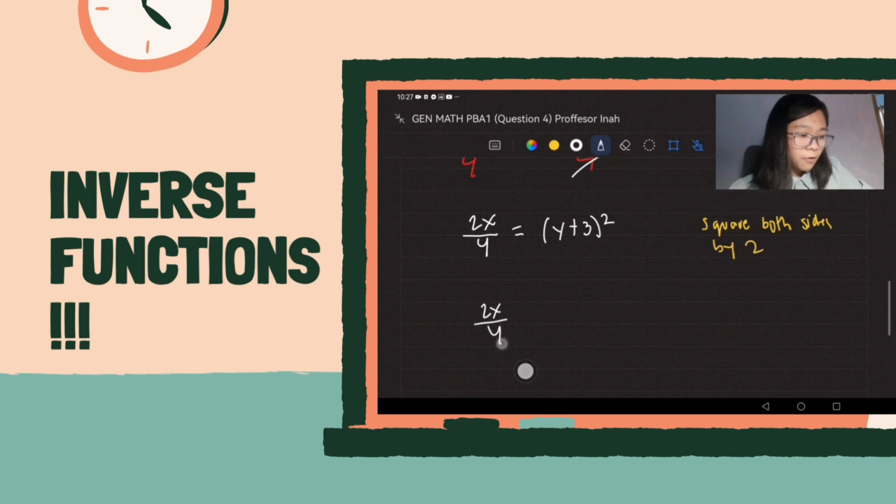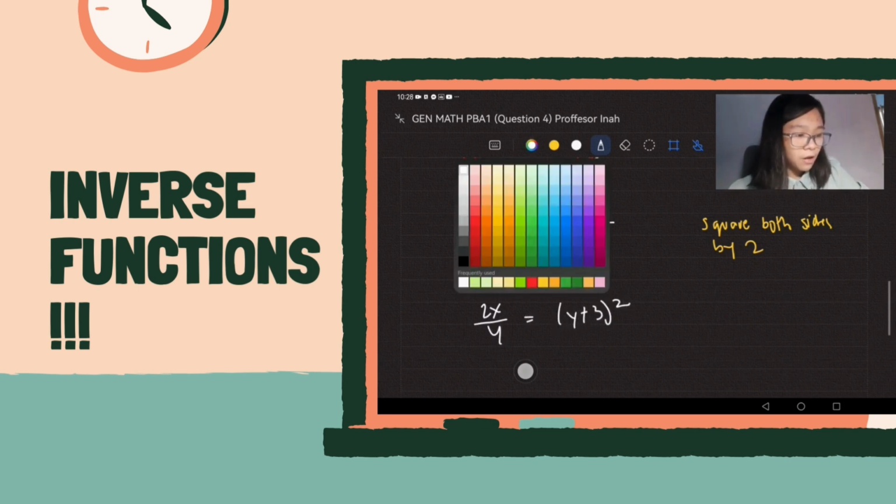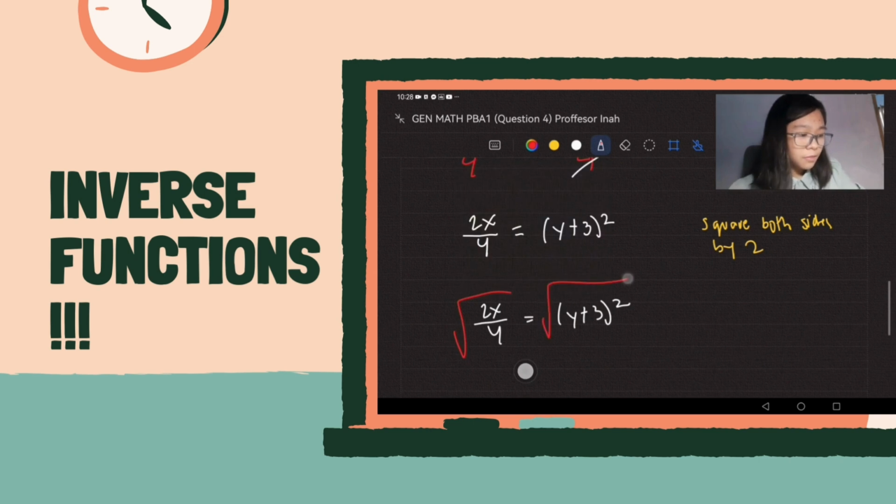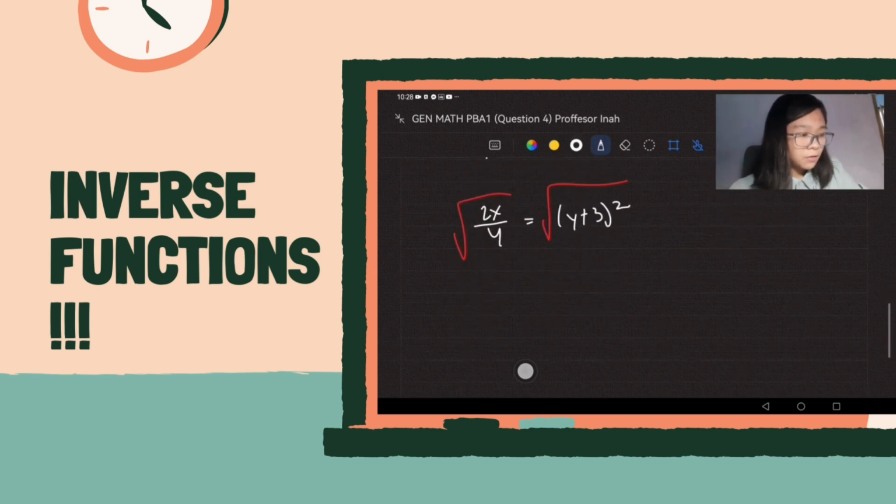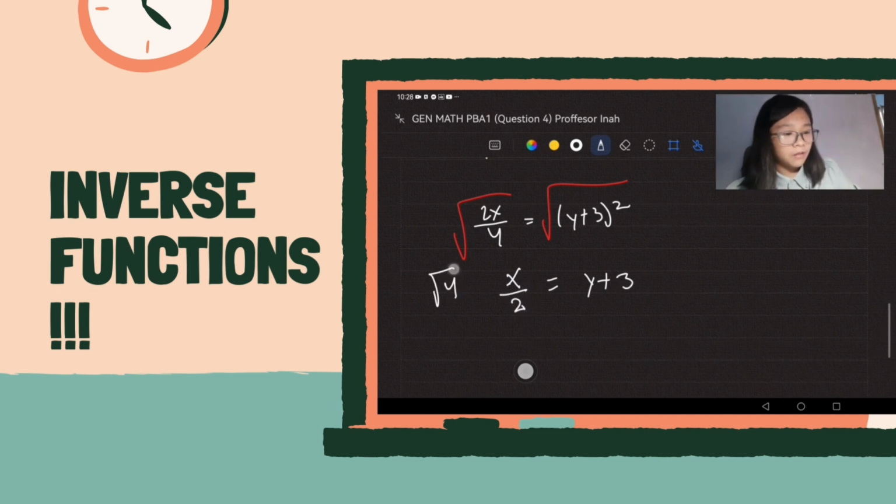2x over 4 is equal to y plus 3 squared. Now we square both sides. There we go. Now the exponent here gets eliminated. We will now have the square root of y plus 3 squared, which is just y plus 3. And 2x over 4, that would be x over 2. The square root of 4 is 2, while the square root of 1 is 1.